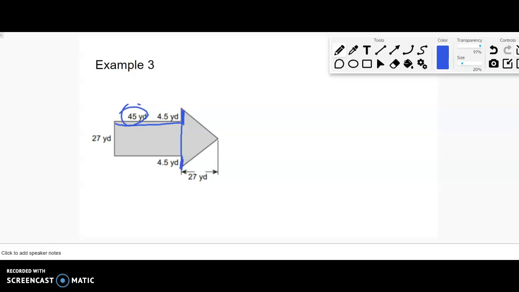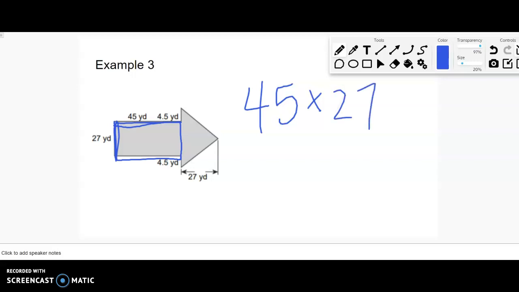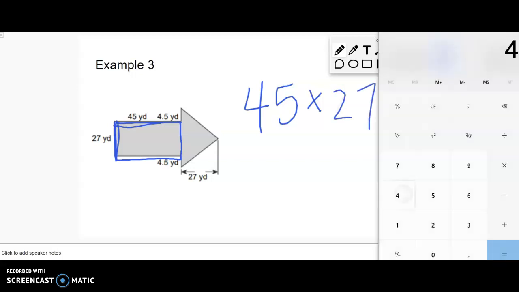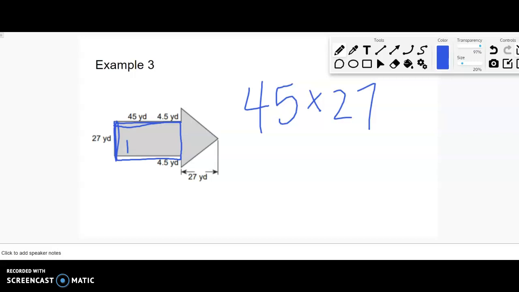Okay? So let's look at the rectangle first. What is the area of my rectangle? Well, I just told you this long one was 45. How long is this? 27. So we can do 45 times 27 to find the area of our rectangle. 1,215. 1,215 is the area of that.